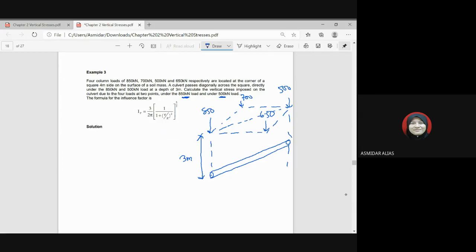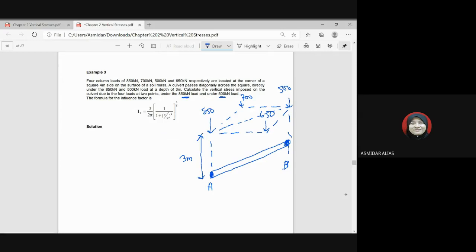So what can I interpret from this question? So dia nak minta satu kat sini, what is the value vertical stress kat situ, dan dia minta satu lagi untuk kat sini lah, untuk betul-betul bawah load 500 kN load. So in this case, of course, this is how you interpret the question.